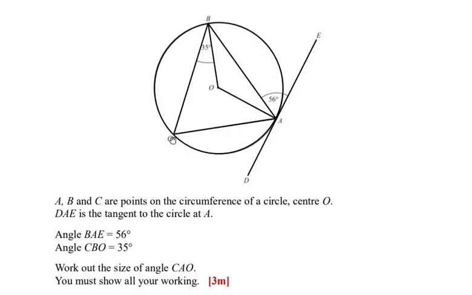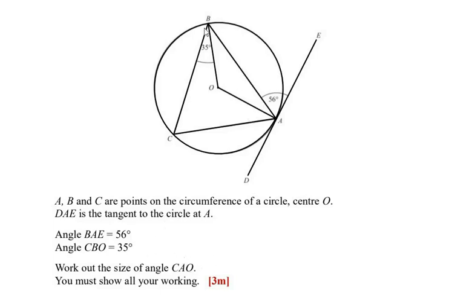A, B and C are points on the circumference of a circle with center O. DAE is a tangent to the circle at point A. Angle BAE is equal to 56 degrees. Angle CBO is equal to 35 degrees. Work out the size of angle CAO. You must show all your working.